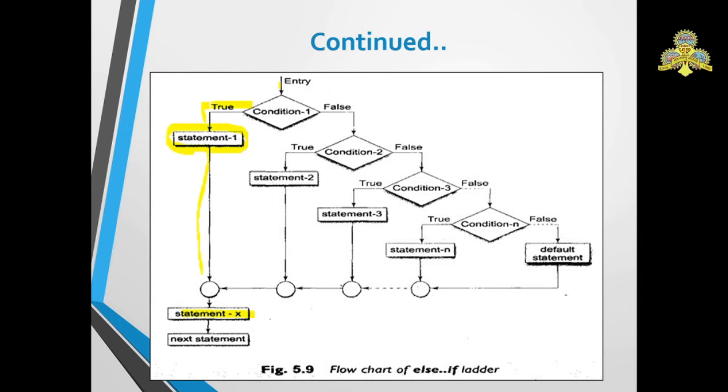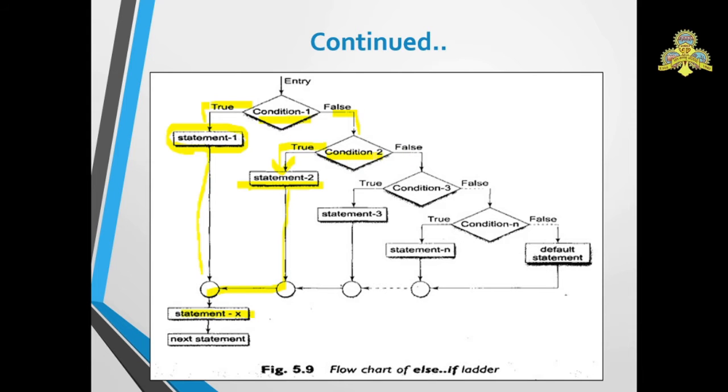Otherwise, if condition 1 becomes false, then here we are checking one more if statement, that is else if. In this else if, we are checking the test expression of condition 2. If condition 2 becomes true, then the true part of this if statement will be executed. That is, statement 2 is executed and the control is transferred to statement X.